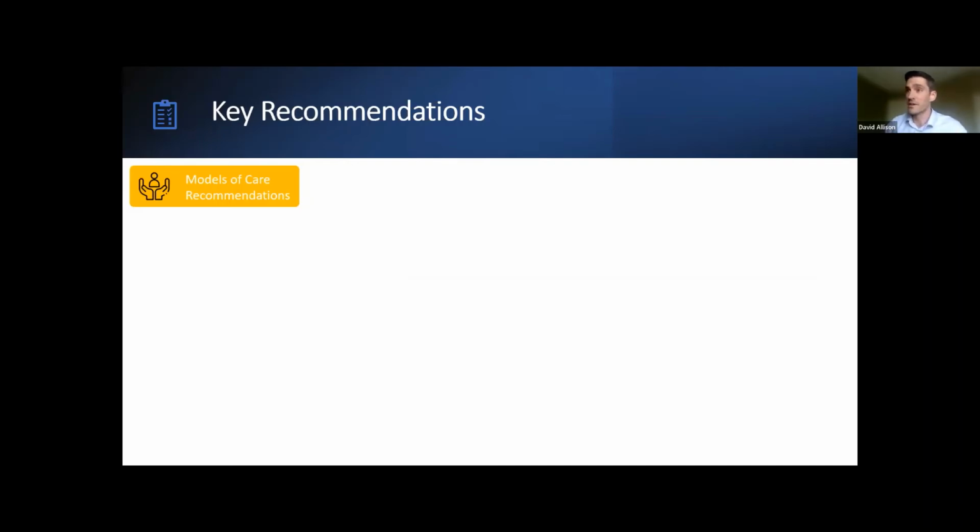Okay, and then finally, I'll get into the models of care recommendations. The models of care recommendations relate to principles of how care should be delivered for people with neuropathic pain after spinal cord injury. And these are of particular importance also because it is important to note that unfortunately it's not always a realistic goal to expect complete alleviation of pain.